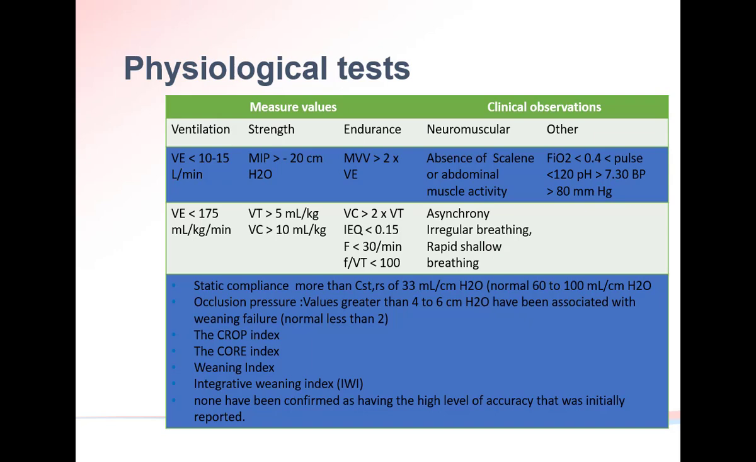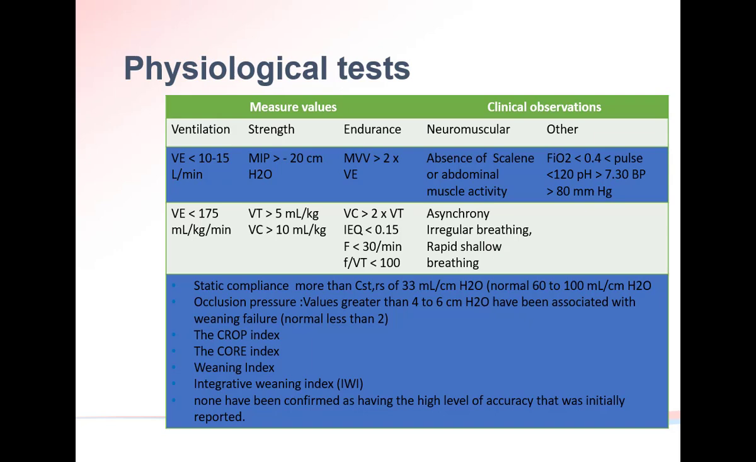Similarly, occlusion pressure. Occlusion pressure is when the patient makes an effort against a closed airway; in the first 0.1 second, the pressure should be less than 2. If values are greater than 4 to 6, it is indicative that there will be weaning failure. These two are very important, the occlusion pressure and the static compliance: less than 33 ml per cm of water, and an occlusion pressure of 4 to 6, are indicators of weaning failure.